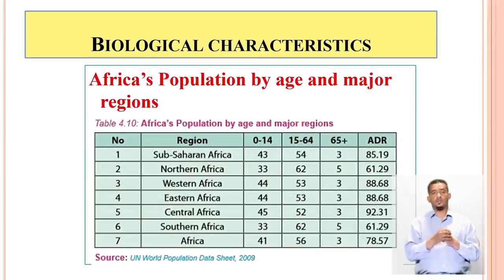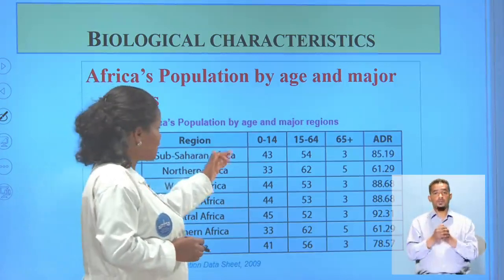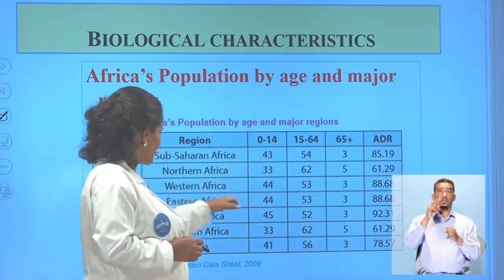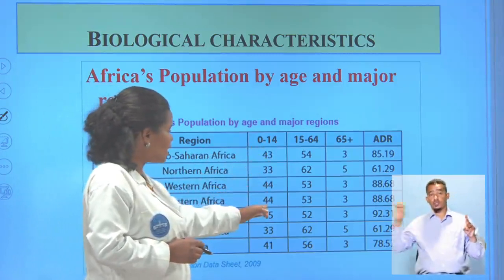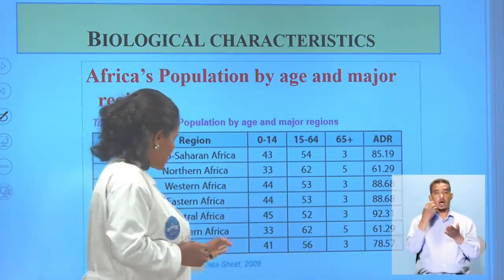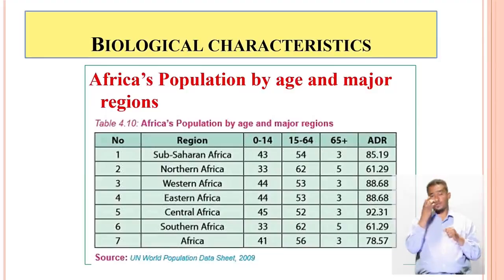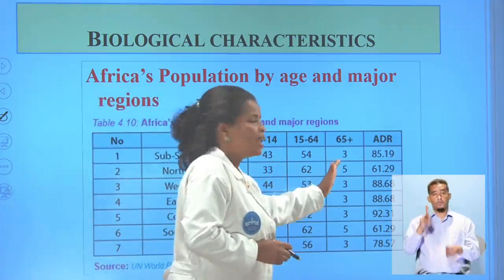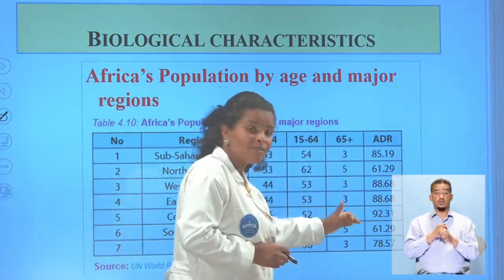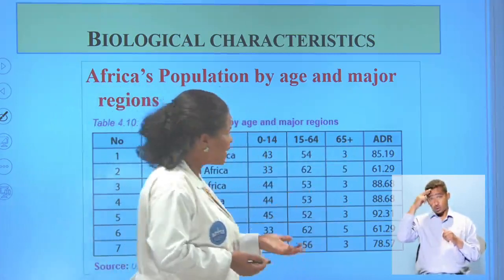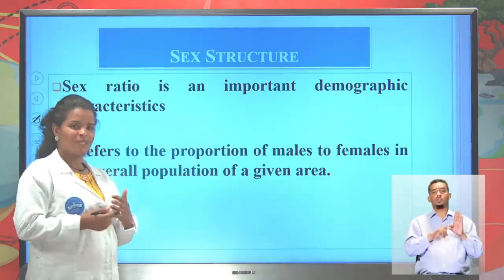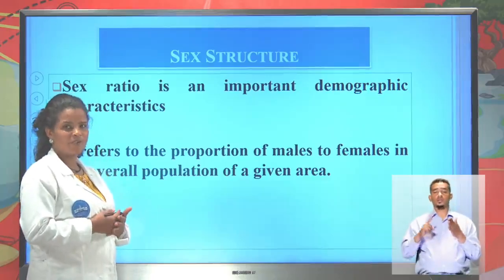Let us see Africa's population by age and major regions. In sub-Saharan Africa, below 14 years, it is 43. In North Africa, 33. In Western Africa, 44. In Eastern Africa, 44. In Central Africa, 45. In South Africa, 33. The African region has a high fertility rate, but the life expectancy is very low. So people above 65 years are very few, because life expectancy is very low, and it has a large age dependency ratio.